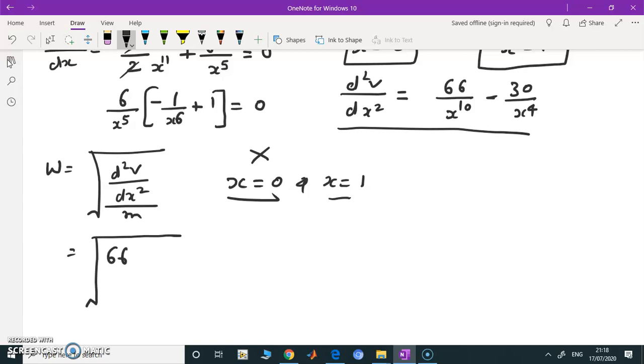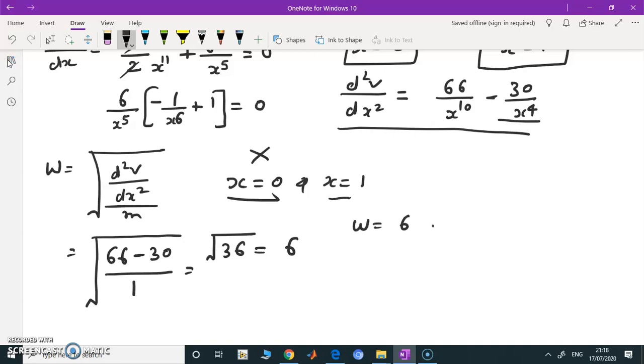So what you will get is 66, and if you put x is equal to 1 you will get minus 30, and m is given as 1 kg, so this will be 1. You will get 36, and the square root of 36 is 6. So you are getting omega is equal to 6.